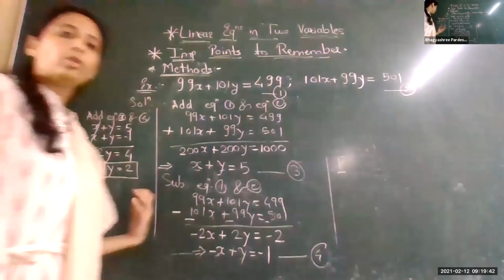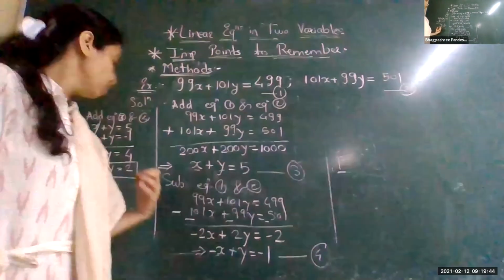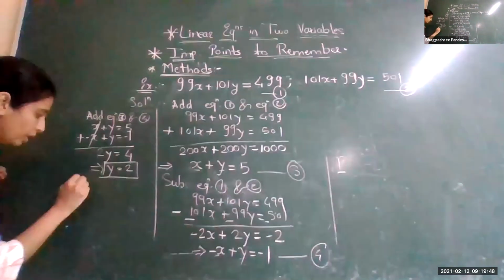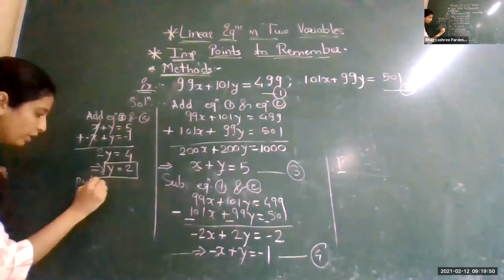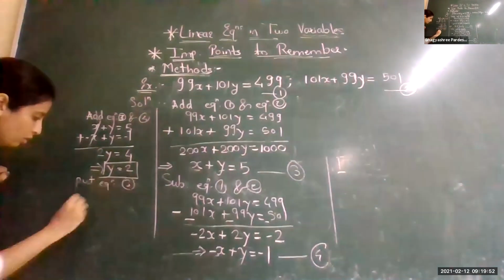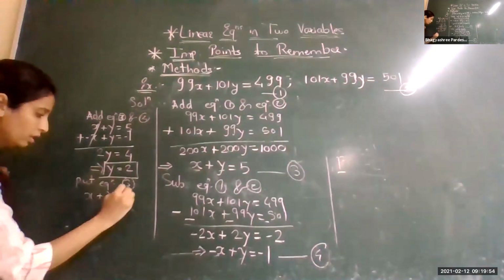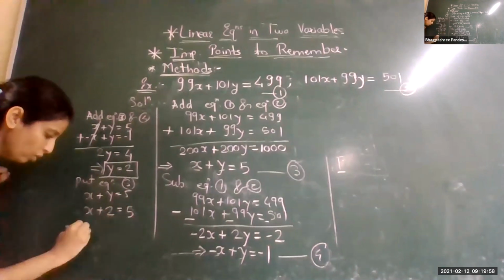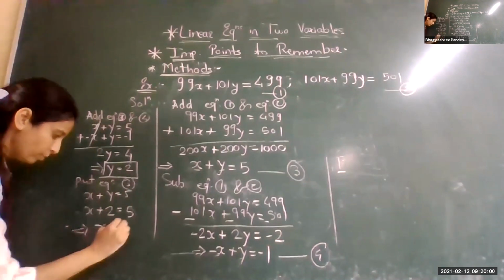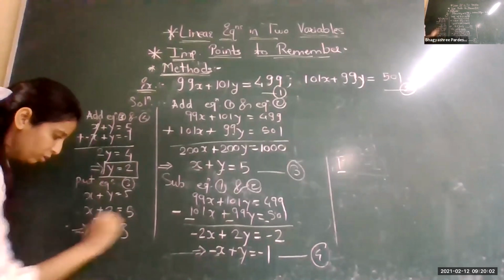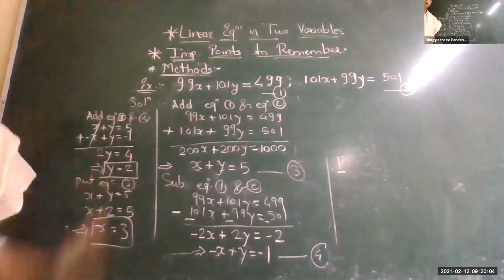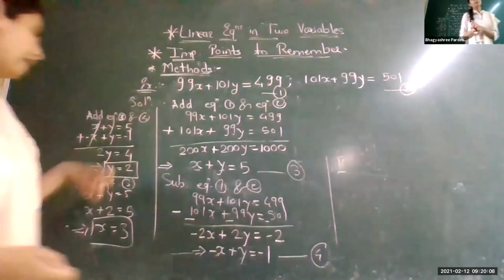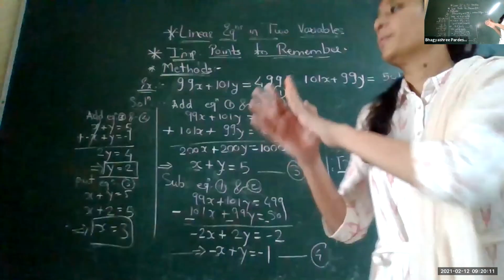Next, what do we have to do? Put the value of y in either of these equations, any one. So I am putting this in equation number 3. So it's x plus y is equal to 5. So it is x plus 3 is equal to 5. This implies x is equal to 5 minus 3, that is equal to 2. So we have got two values, that is, we have got the values of our variables. So it is very, very easy, students. Please do these types of questions properly.